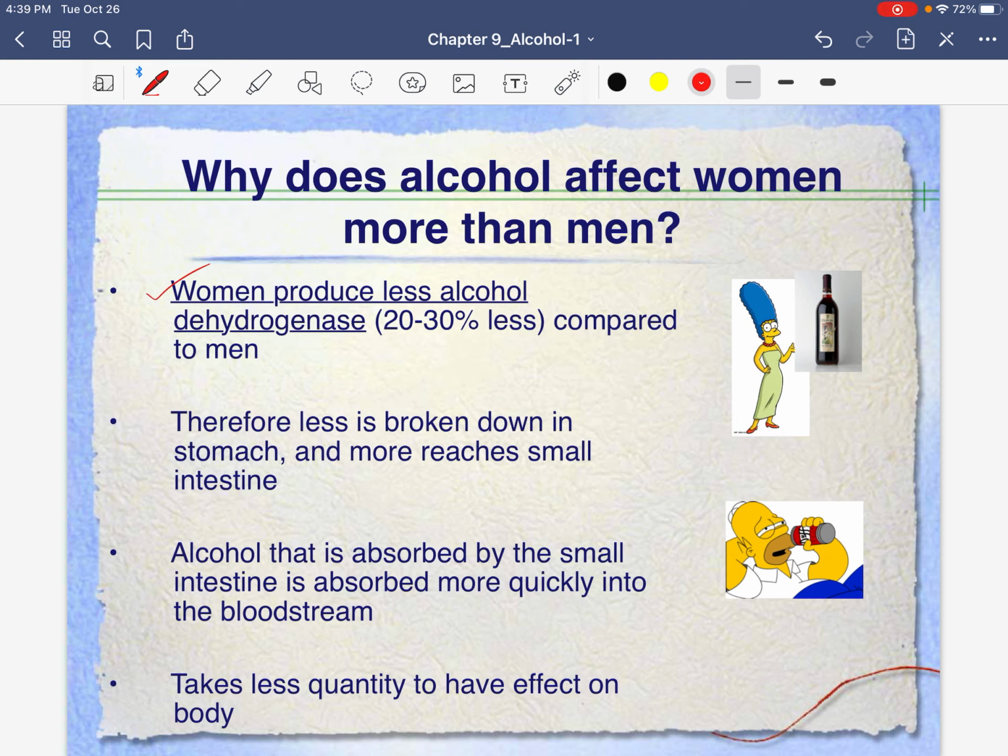If we had a man and a woman, same age, same diet, same weight, same body mass distribution of lean versus fat mass, one of the things that is different between men and women, in addition to some possible differences in size, is that women produce less of this enzyme that helps us metabolize it.